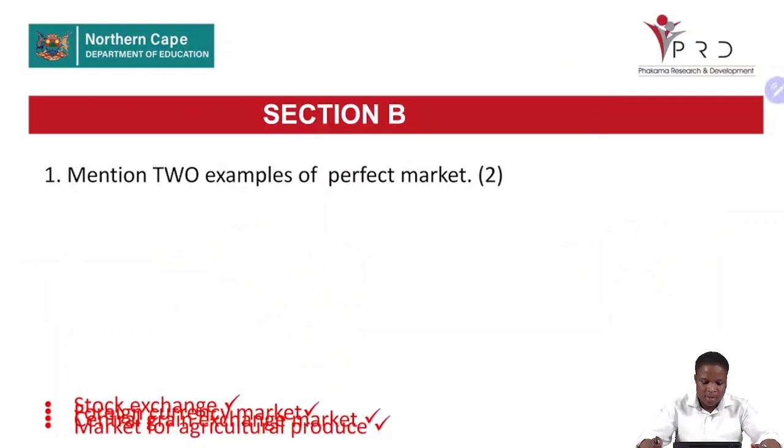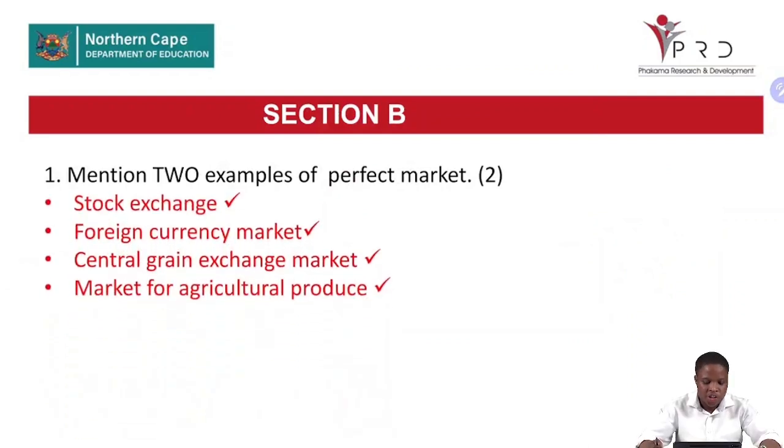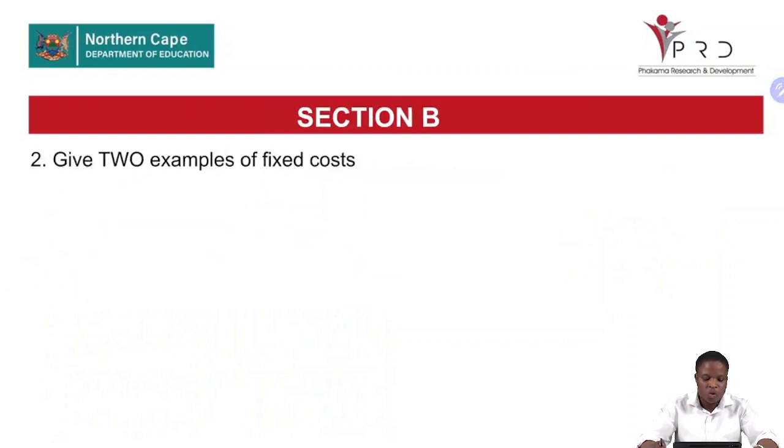Let's look at the answers. You have the stock exchange, that is your JSE, the foreign currency market, the central grain exchange market, and the market for agricultural products. If you've mentioned any of these 2, then you are correct. Right, the next one, grade 12, I'm only giving you 2 minutes for this one. Give 2 examples of fixed cost. So anything that is considered a fixed cost, you give 2 examples.